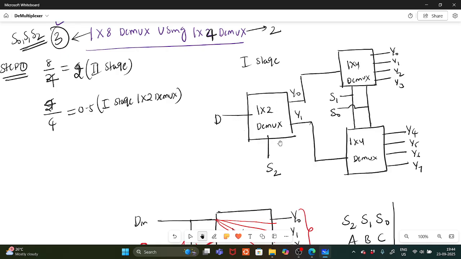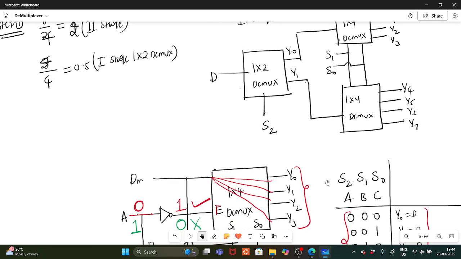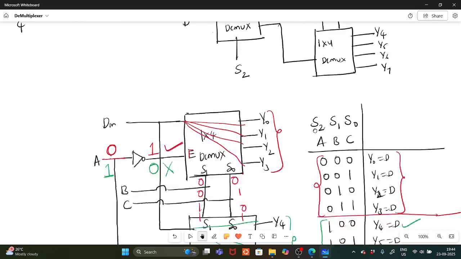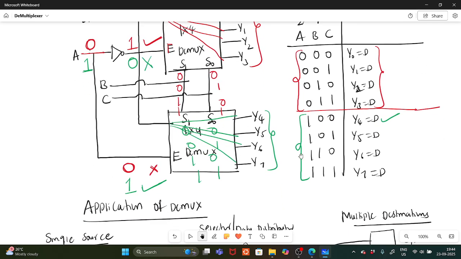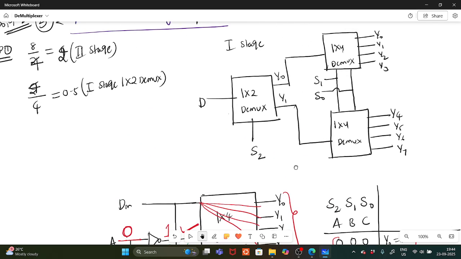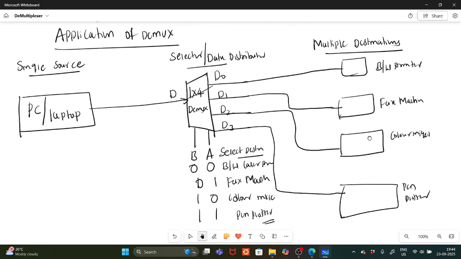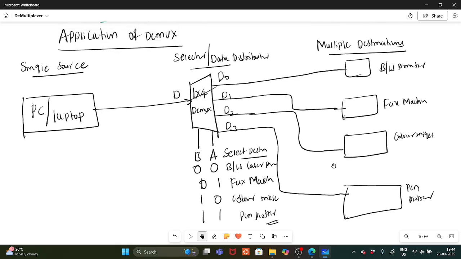In the first stage I'm using a 1 is to 2 DeMux, and in the second stage I'm using two 1 is to 4 DeMux. There are common selection lines for these, and a separate selection line for the first stage. In place of the 1 is to 2 DeMux, I can also use an inverter. So this is the application of the DeMux. These notes I will share with you.